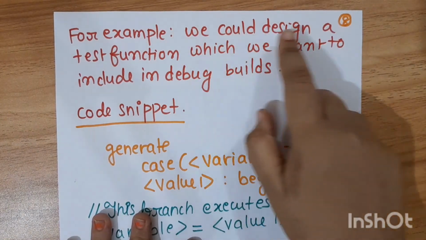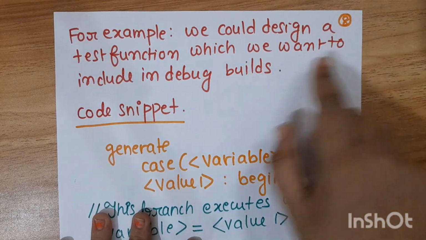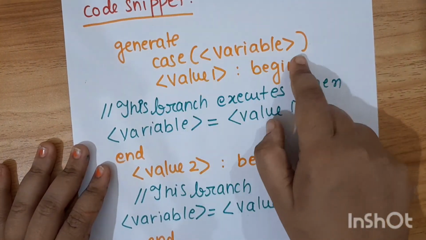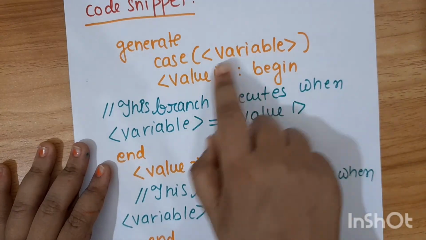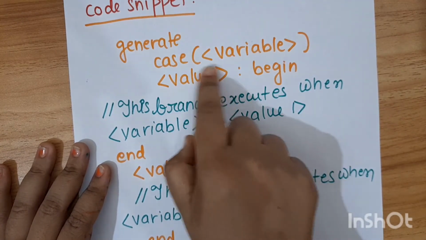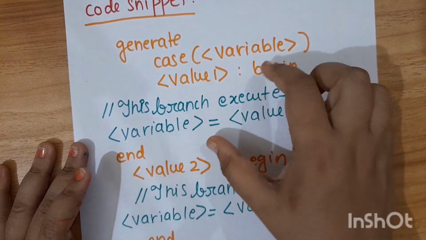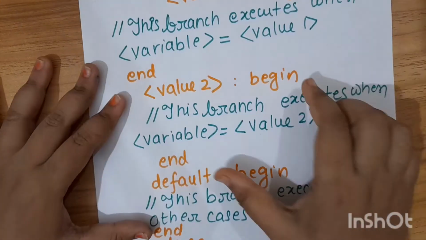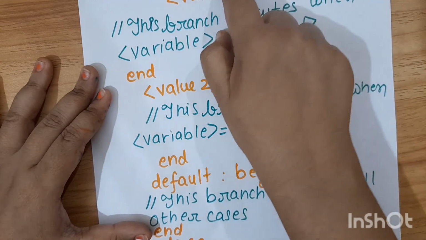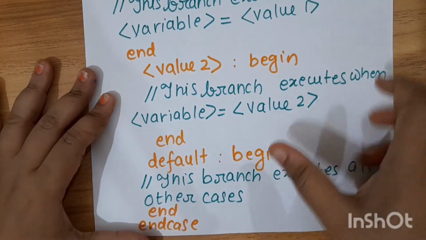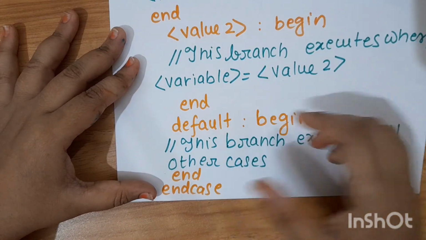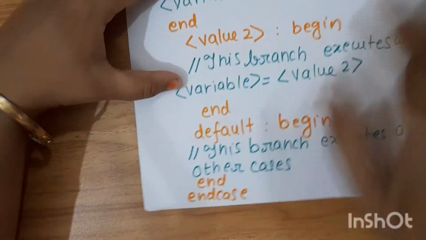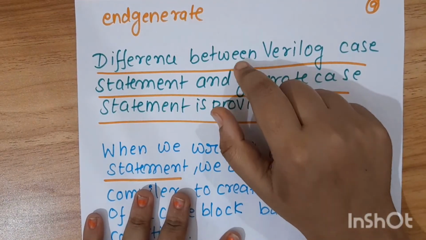For example, we could design a test function which we want to include in debug builds. So here is the code snippet. Generate case variable. Okay, this is the syntax. If the variable value is 1, then begin and this particular piece of code will be executed. If the variable value is 2, this piece of code will be executed. If the variable value doesn't match 1 and 2, then default begin, and this piece of code will be executed. For this case statement, there is an endcase. There is the endgenerate for the generate keyword.